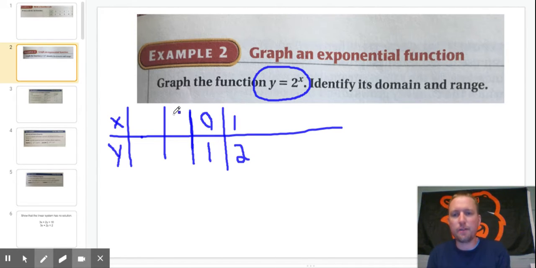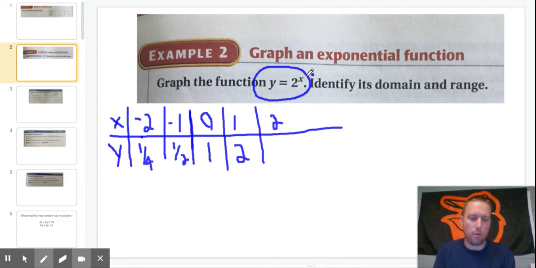Let's go in the other direction. What if I had negative 1? 2 to the power of negative 1 would give me 1/2. And what if I had negative 2? 2 to the power of negative 2 would give me 1/4. Let's go in the other direction, let's do one more. What if I had positive 2 for x? 2 to the power of 2 would give me 4.